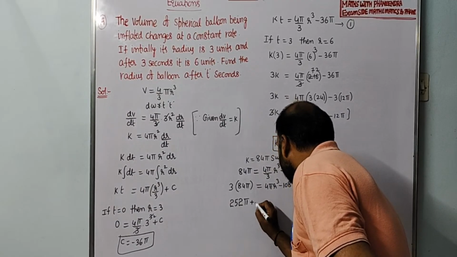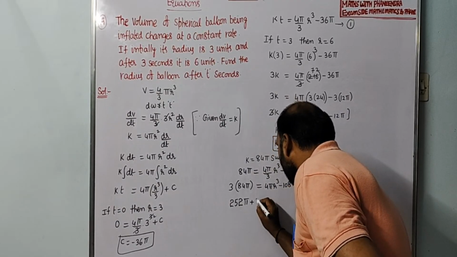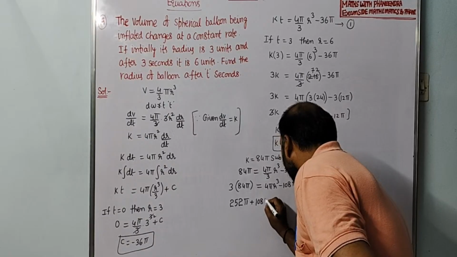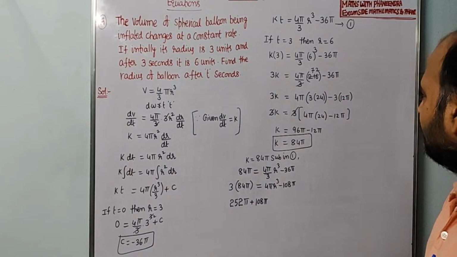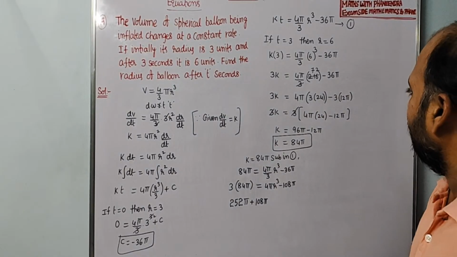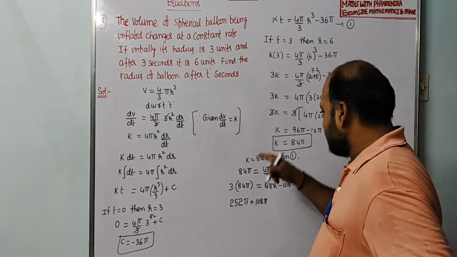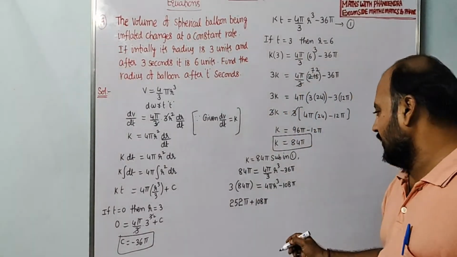252 pi plus 108 pi. Where will be t distance? T will be t only. I am sorry, Kt means t. I forgot to write t.